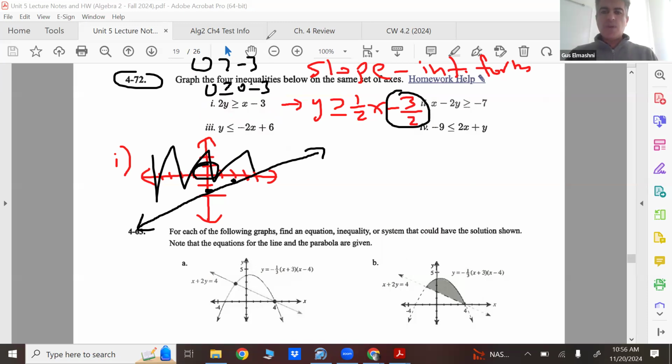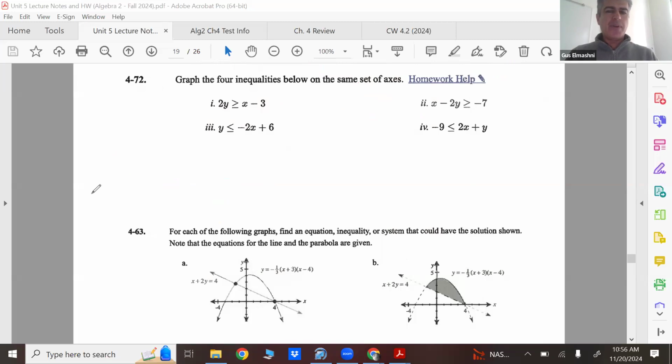Okay. So let's do number 2. I won't do 3 and 4 because I think you'll get the point after I do number 2. We'll just do one more of these. We don't have to do 3 and 4. We can cross those off. We'll just do number 2.